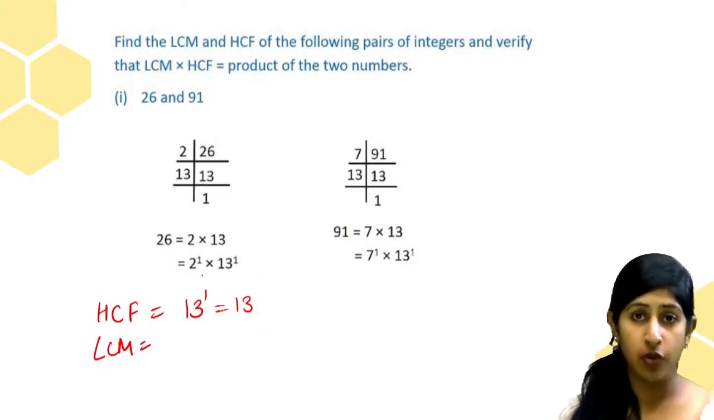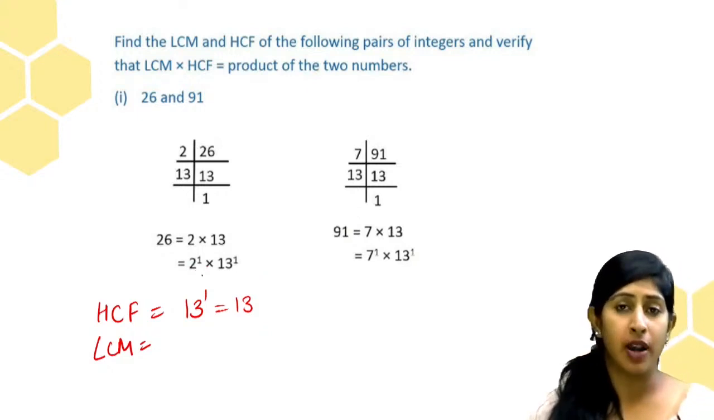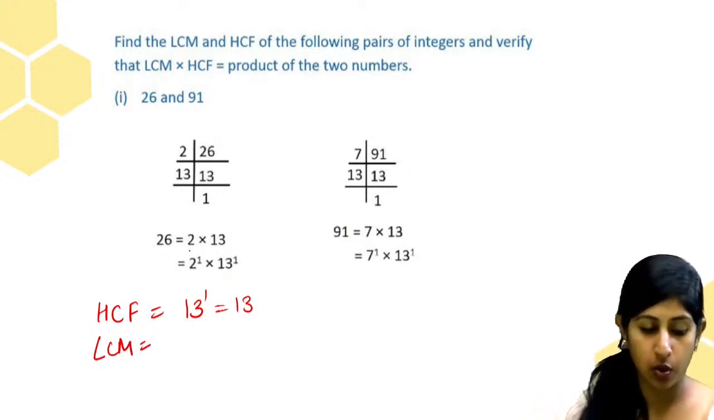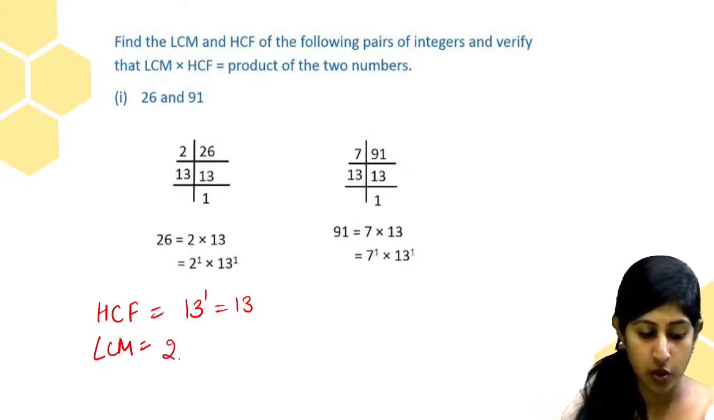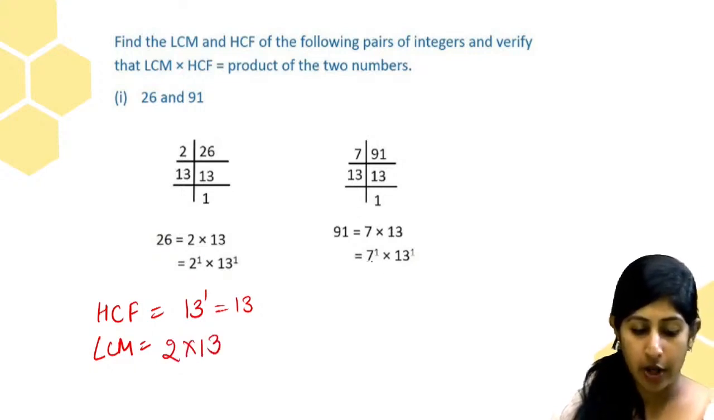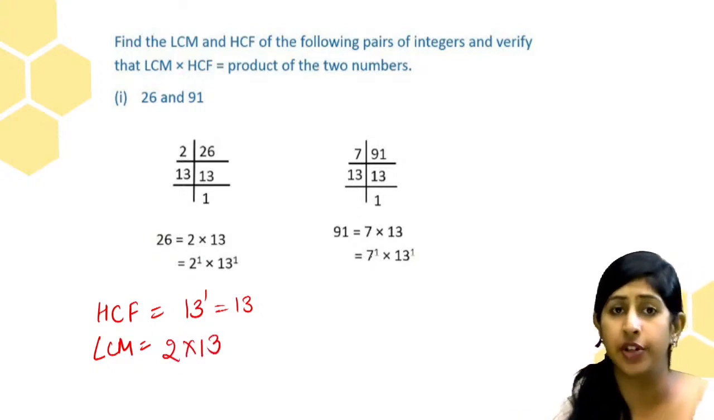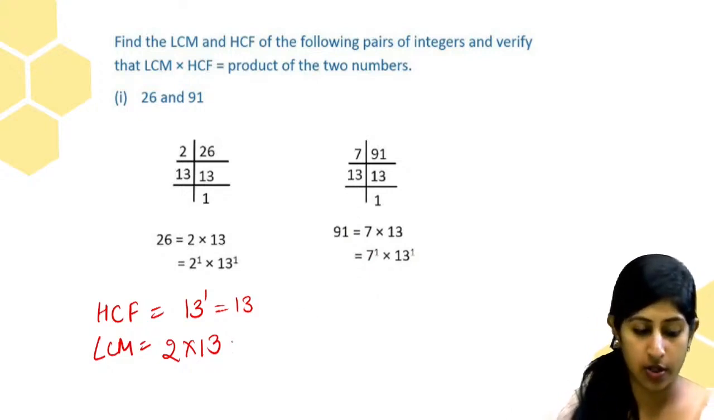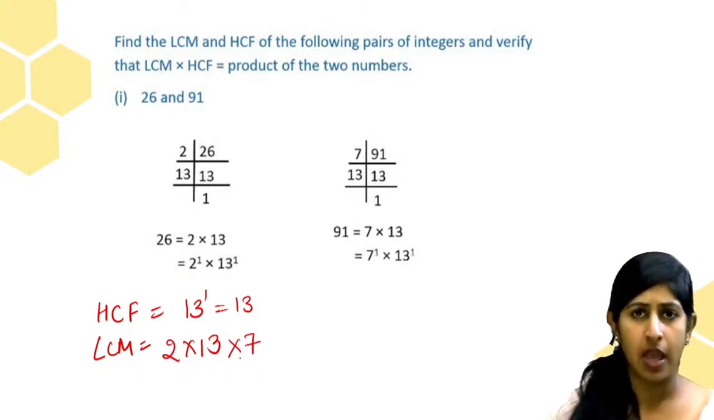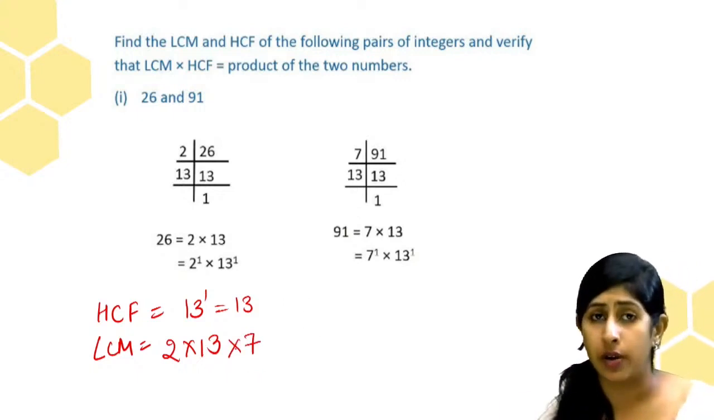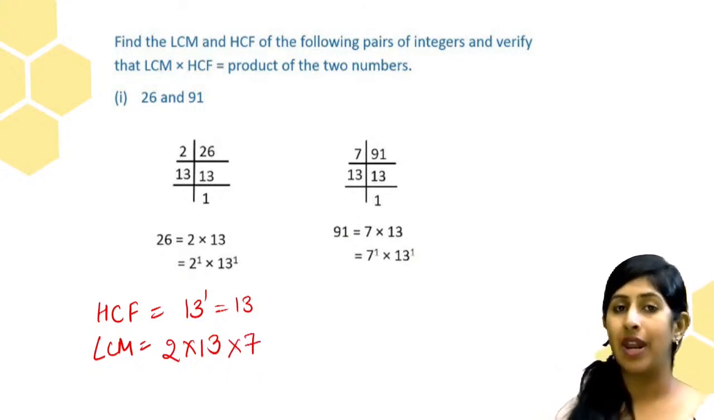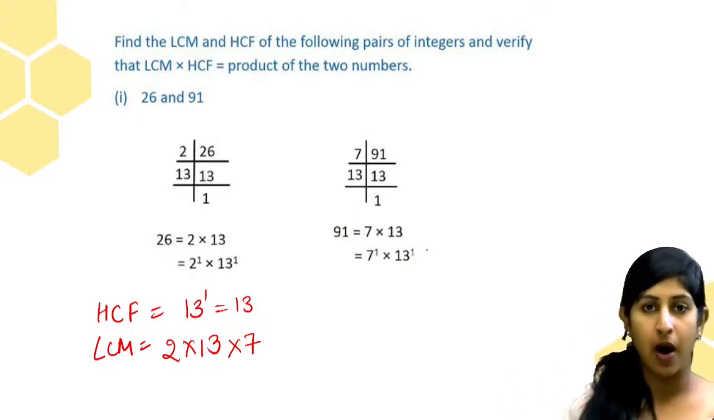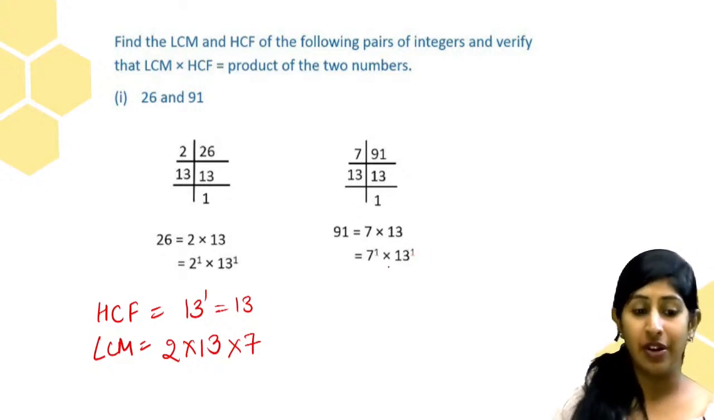Now again, I have to take all the prime factors together, but I do not have to repeat my prime factors. So for 26, I have 2 and 13. And while writing 91, I have already written 13, so I'm not going to write it again. The powers are the same over here. So I'm simply going to write 7. If I had 13 square, then I would obviously be taking the greatest power, that would be 13 square. But over here I have 13 to the power 1, so I do not have to rewrite it.